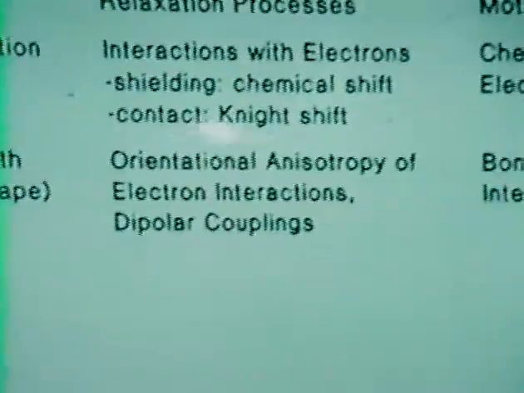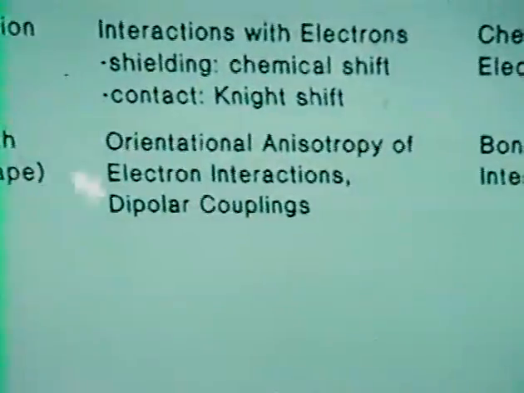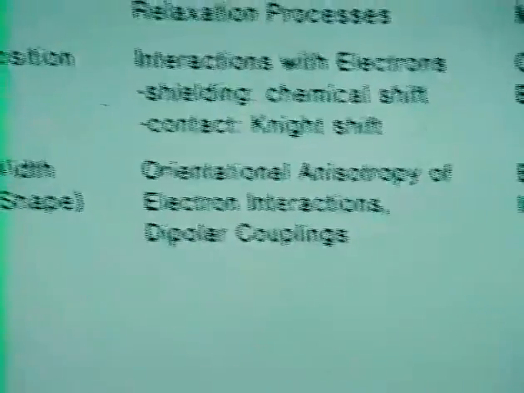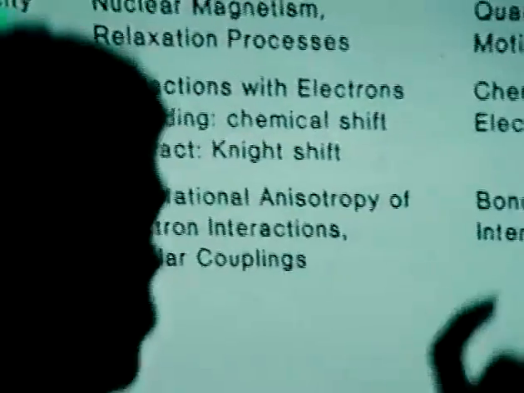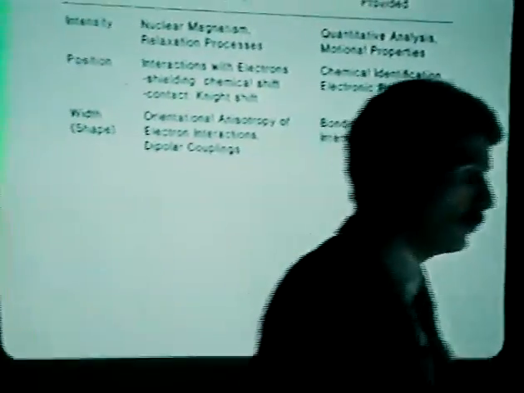Typically, the orientational anisotropy of the electron interactions and the dipole couplings. And that is, what type of asymmetry is there at this site caused by other dipoles in the area, other nuclei, and the electrons. Let me just elaborate on one of these, being the chemical shift.